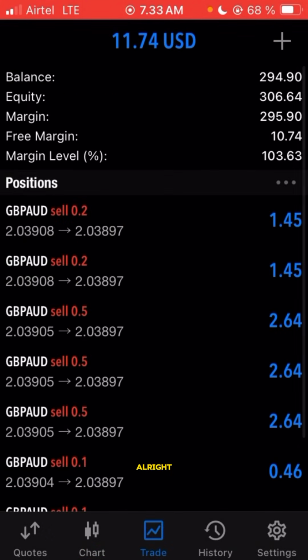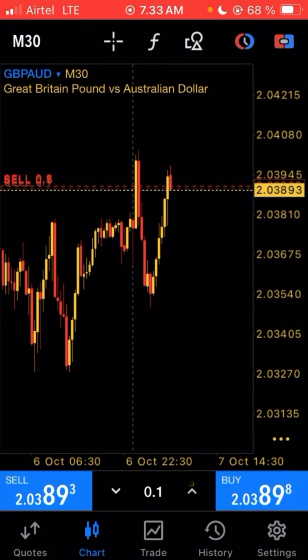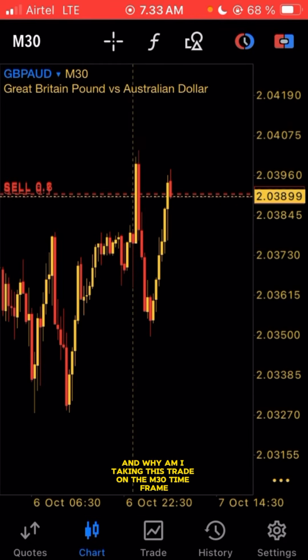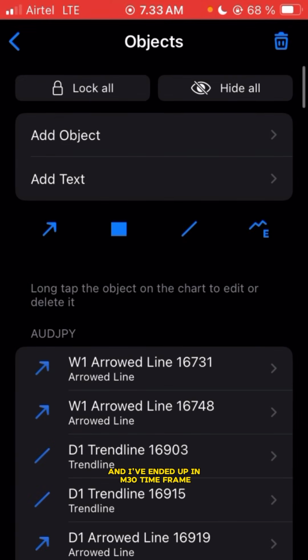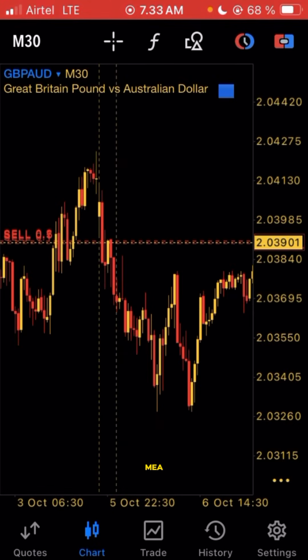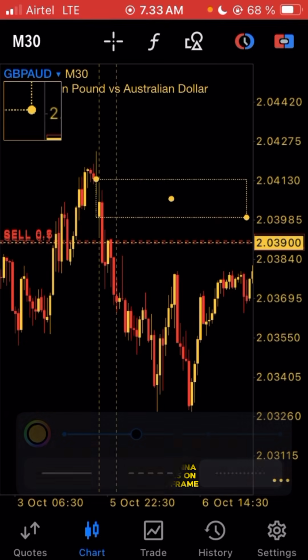All right. So right now we are on a trade on GBP AUD, and why am I taking this trade on the M30 time frame? I've done my top down analysis and I've ended up in the M30 time frame, meaning I'm going to take my trades on the M30 time frame.